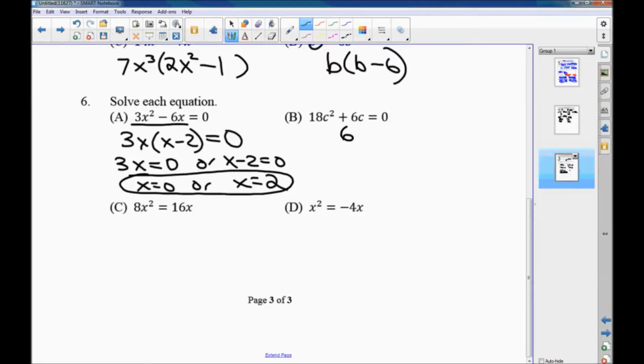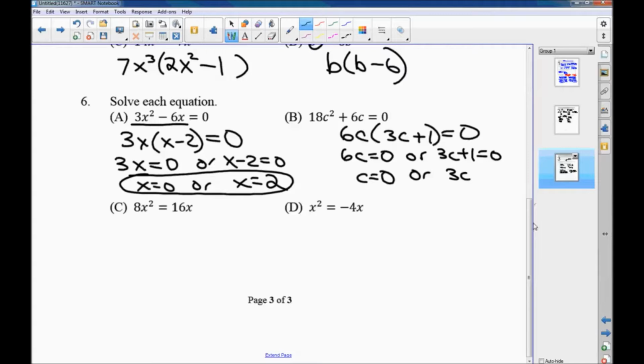The greatest common factor is 6c, and that left behind 3c plus 1. And now I have two expressions multiplied to make 0. So that means one of the expressions must be 0. So either the first one must be 0 or the second one must be 0. And then we solve these two separately. So c is 0 or 3c is negative 1. So c is negative 1/3. Okay. And in our last one, we're going to do the same kind of thing.